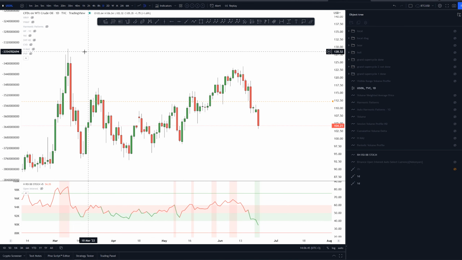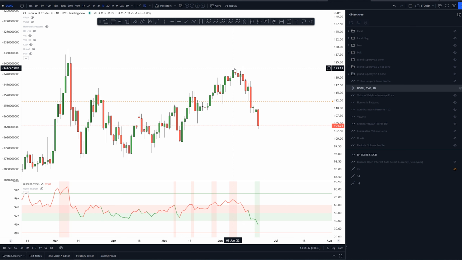Starting on the daily time frame, we can see that we've had this move from around the 8th of June coming down. Now the highest point of that was the 14th of June, so most likely if we are going to be setting some kind of impulsive structure, we need to start from there. But before that, let's take a look at the overall structures here.